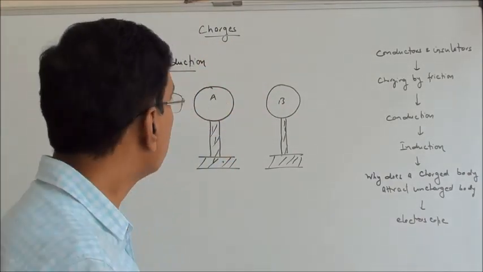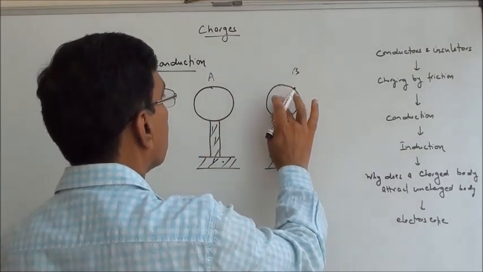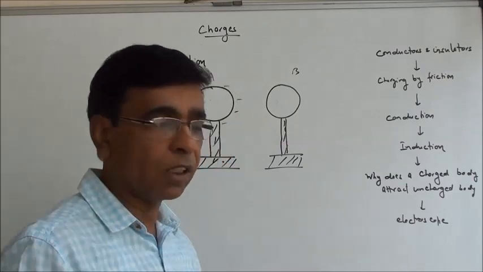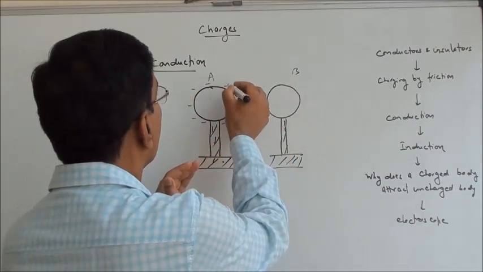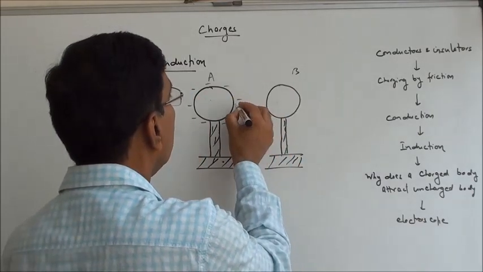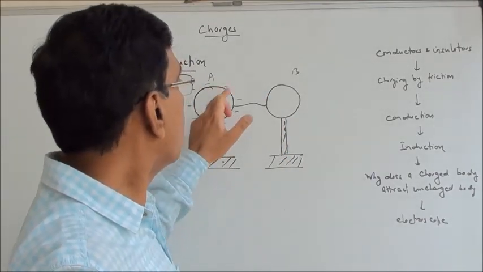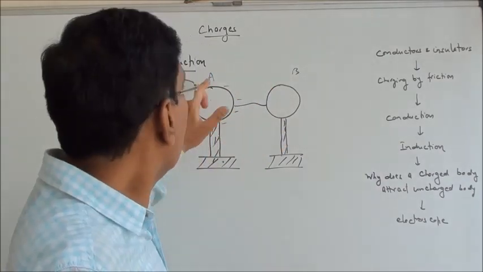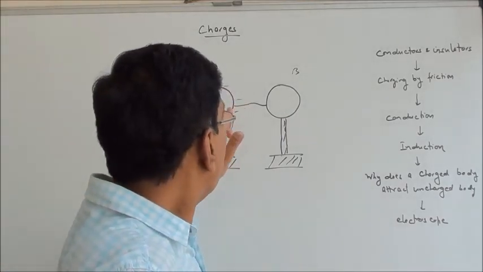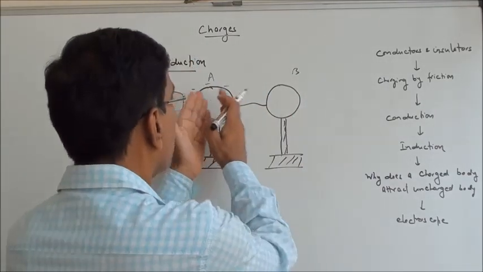These are the conductors. Now suppose this body has some charge, and this is, let me say, negative charge. Now I bring B in contact with it, or I connect them using a conducting wire. Now this charge will move here, because negative charges repel. Because of this repulsion, and since this is a conducting path, this charge will move on to B and spread on it also. So some of this charge may come on to this.